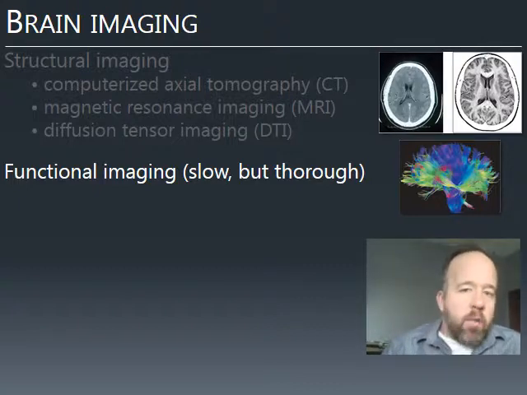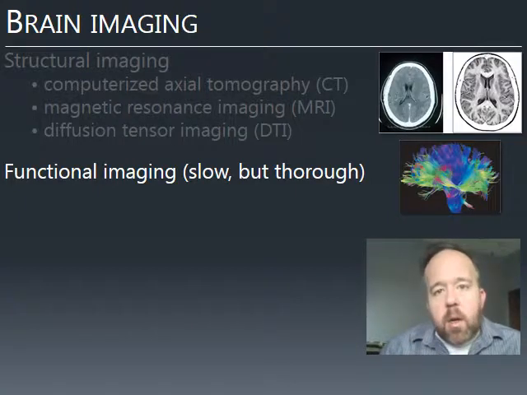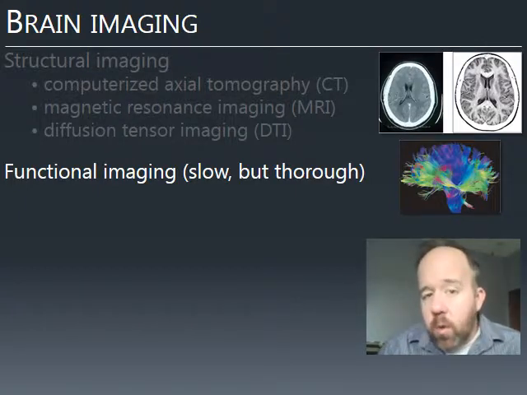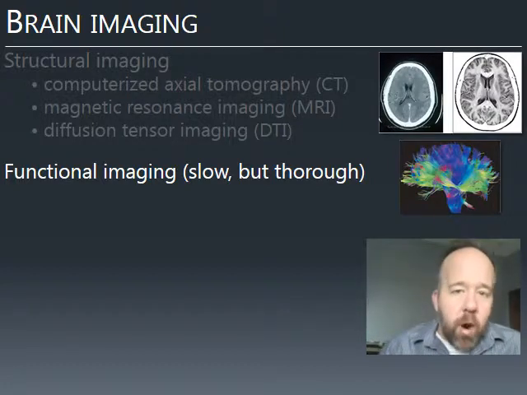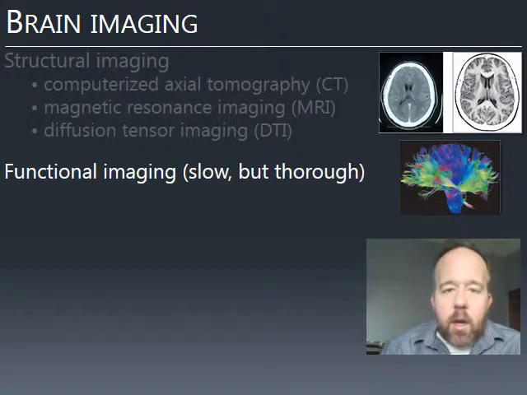So that is the trade-off that's often made between something like EEG, which is fast, but not comprehensive. You can only see parts of the brain and only in very broad strokes, versus functional imaging, which is slow, but you can see the entire brain. So it's just up to the researcher which technique he or she wants to employ.